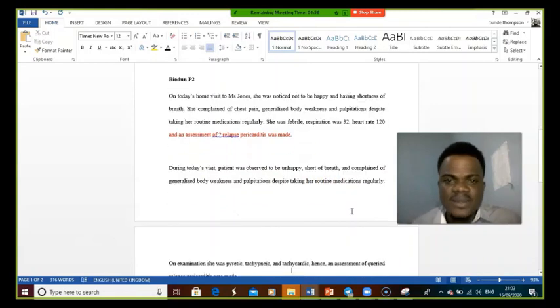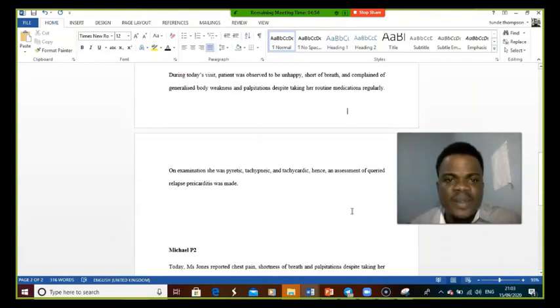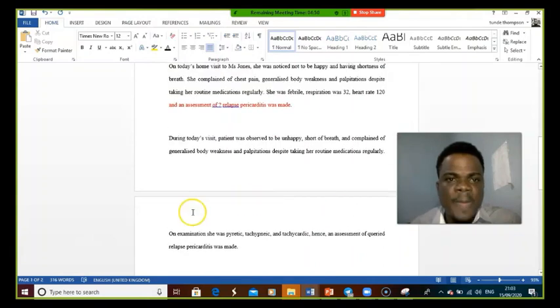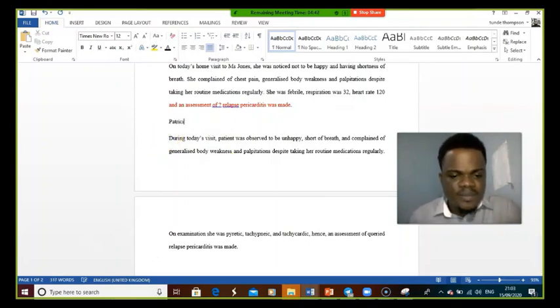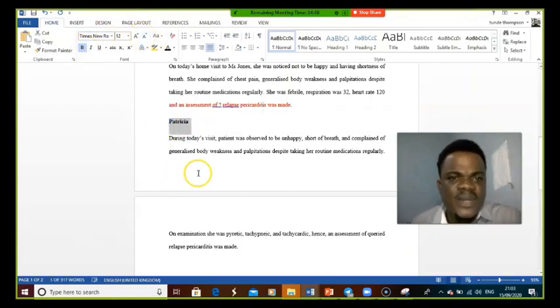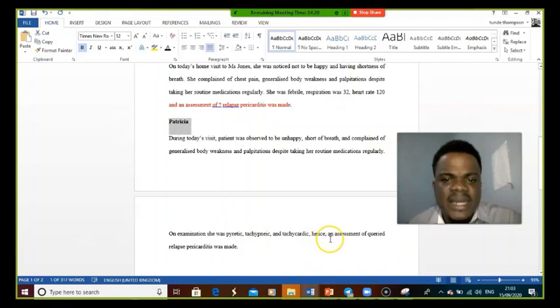Let's review the other person's write-up. So this should be for Patricia, I guess. Patricia said: during today's visit, patient was observed to be unhappy, short of breath, and complained of generalized body weakness and palpitation despite taking her routine medications regularly. On examination, she was pyretic, tachypneic, and tachycardic. Hence, an assessment of queried relapsed pericarditis was made.